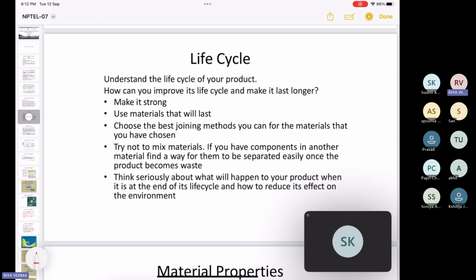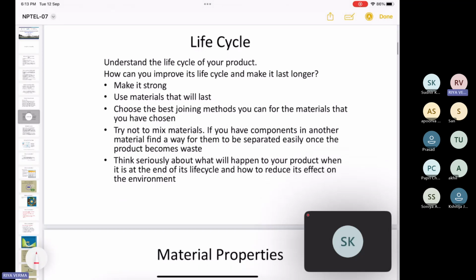And you should think seriously about what will happen to your product when it is at the end of its life cycle, and how to reduce its effect on the environment. So while purchasing any product, we should have in the back of our mind an idea about what will happen when we reach the end of its life cycle, how we discard this product, and how we can reduce its effect on the environment. For example, whenever possible, we should try to carry our own storage boxes.